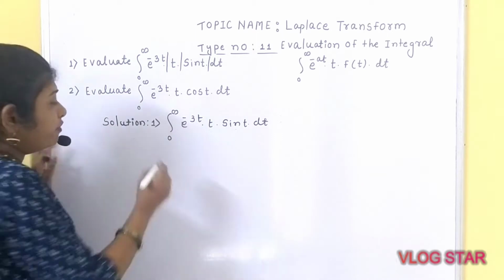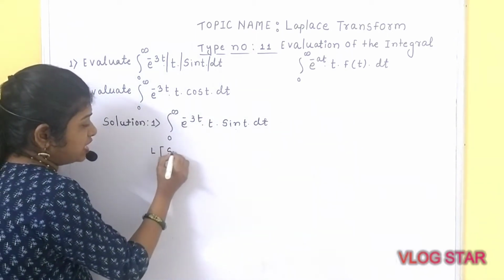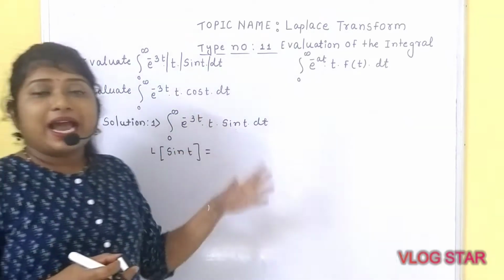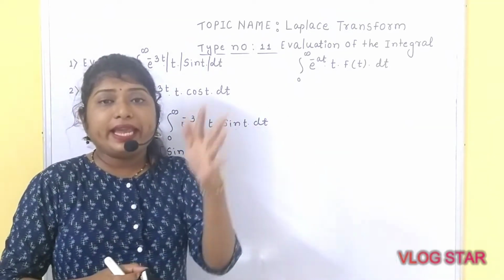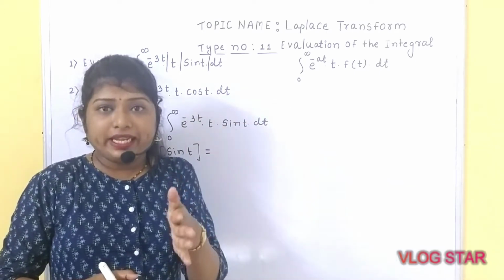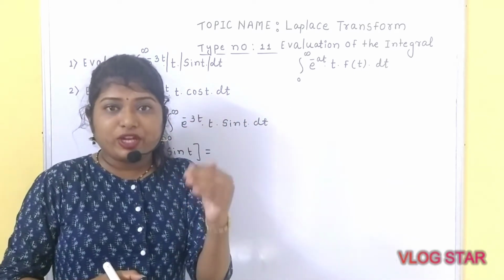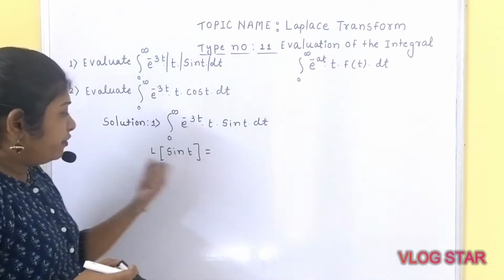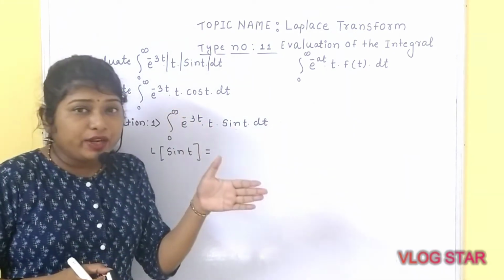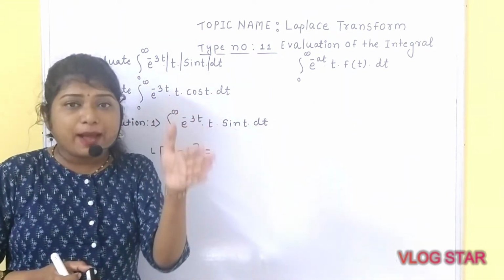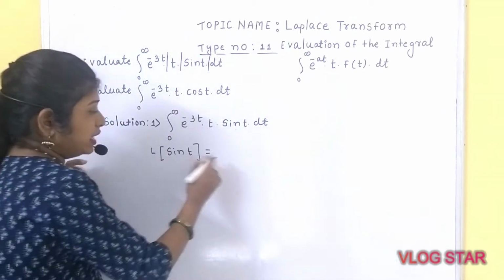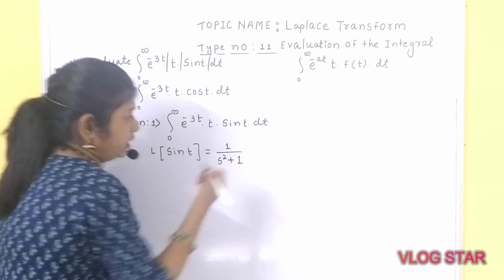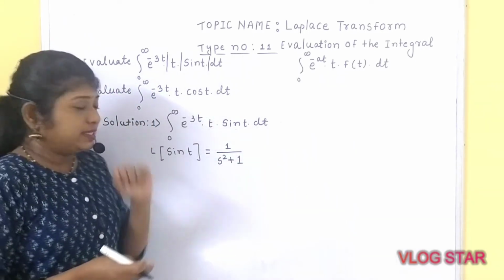As I told you, first you have to take the Laplace transform of sin t, that is f of t. What is the standard formula for Laplace of sin at? Laplace of sin at is equal to a upon s square plus a square. In this particular question, if you observe carefully, it is sine of 1t. So what is Laplace of sine 1t? Which is nothing but equal to 1 upon s square plus 1. I hope you have understood till this step.